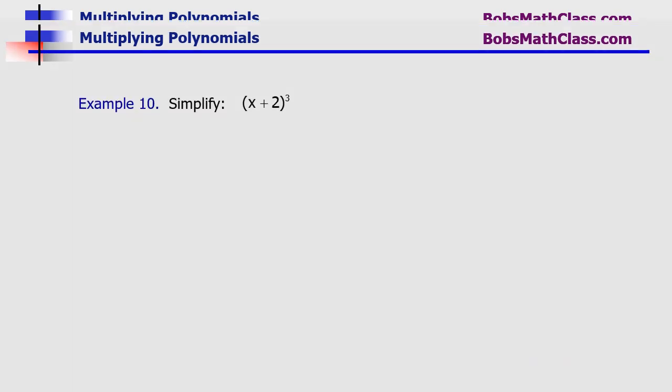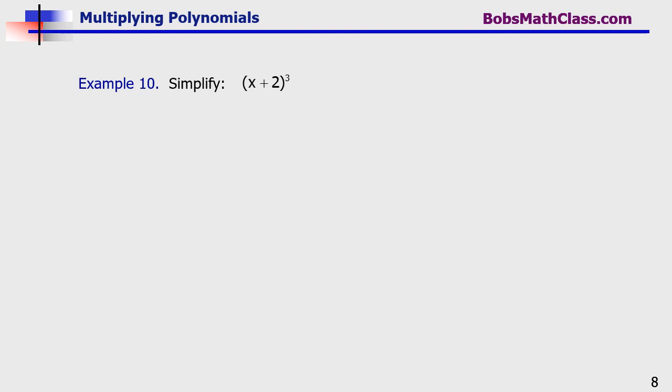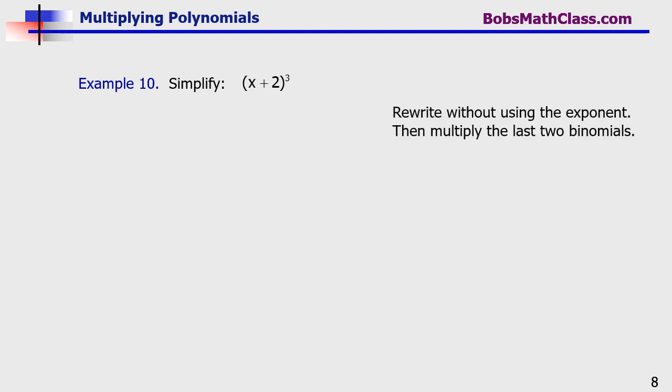All right, let's do another one. This one is the cube of a binomial. It's to the third power. That just means we're going to write it out how many times? That's right, 3 times. Okay, now we're going to multiply the last two. Well, it doesn't matter. You can multiply the first two, but it's easier if we multiply the last two. So if we multiply the last two, x times x, x times 2, 2 times x, 2 times 2.